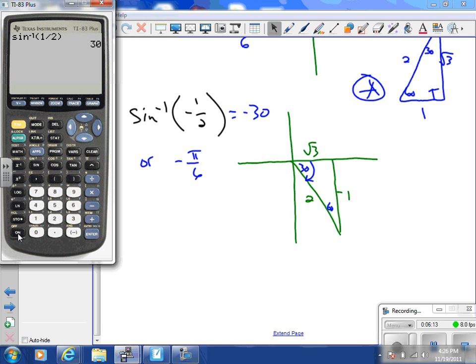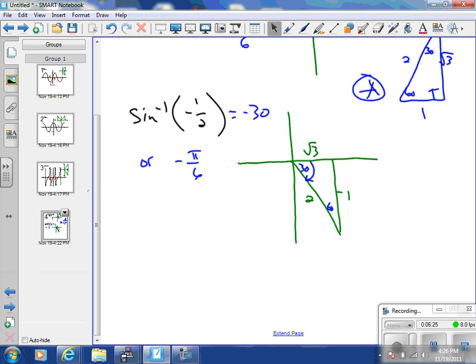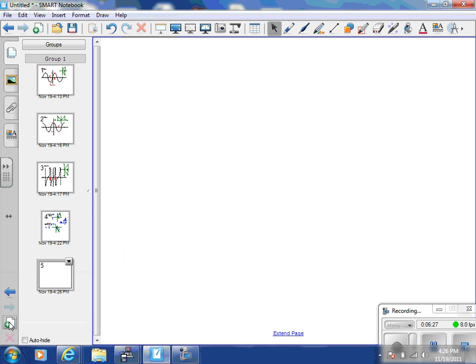So let's demonstrate that real quick. We'll do a second sine inverse of -1/2. I get -30. So similarly, the same thing would work with cosine and tangent. Let's do the cosine inverse of the square root of 2 over 2.